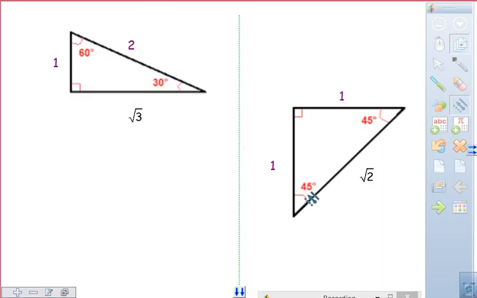A 45, 45, 90 triangle. Opposite of 45 is 1. Opposite of 45 is 1. Opposite of 90 is square root of 2. These will come in very handy in this lesson.